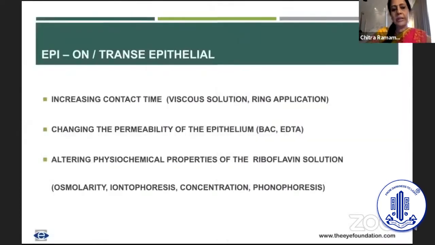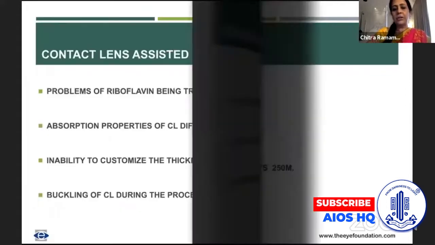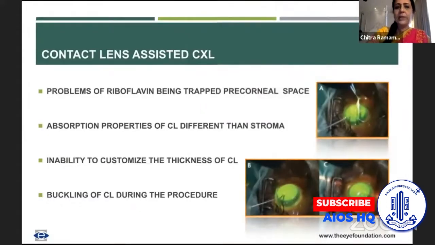So then the thoughts came, do we increase the contact time by using a more viscous solution? Do you change the permeability of epithelium with benzalkonium and EDTA? Would you change the physiochemical properties of riboflavin, and so on and so forth? But then it continued to show that the demarcation line with transepithelial PRK was far more superficial than the standard cross-linking.